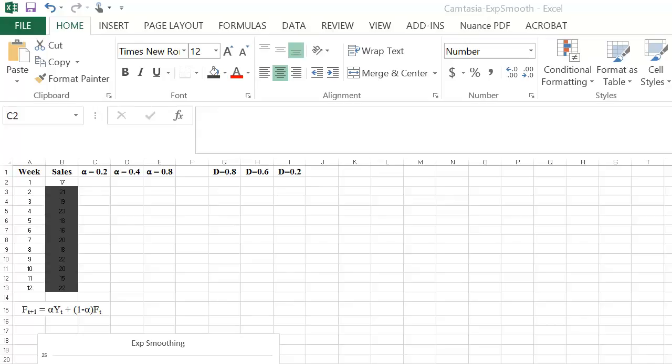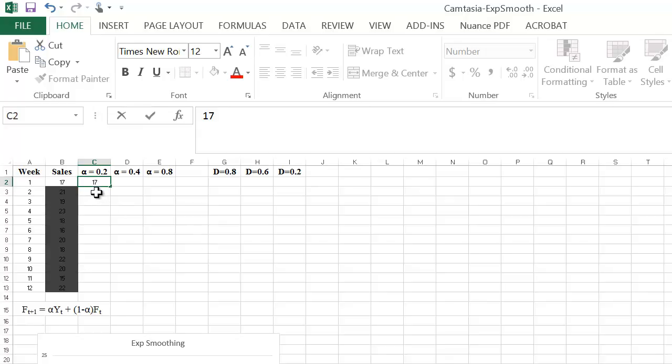let's put ourselves in a position where we have to make sales forecasts. Imagine that we are in week one, and in week one, we actually have sales of 17 units. So there is nothing to forecast really for period one. Just as a default, let's say my forecasted value for period one is also 17, because I know it to be 17.